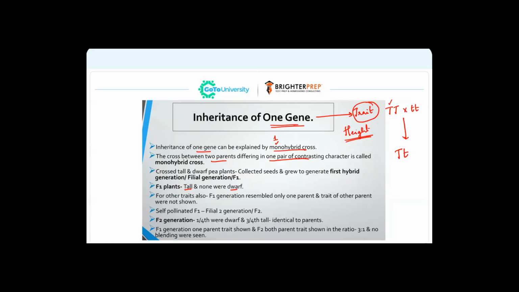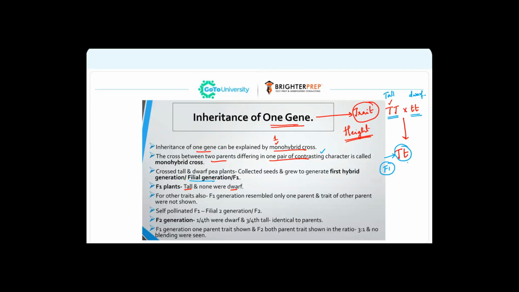In the cross between two parents, one is homozygous dominant and one is homozygous recessive, so they differ in one pair of contrasting characters. That means one is tall and the other is dwarf, and this is called a monohybrid cross. Now, when we cross the tall and the dwarf pea plant, what will happen? We get the first hybrid, known as the F1 generation or first filial generation. In F1, we have a heterozygous genotype.